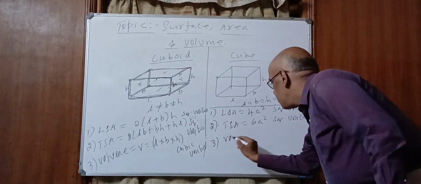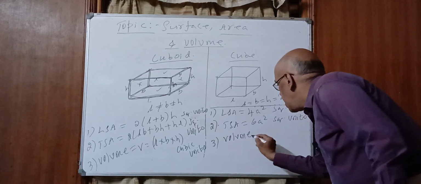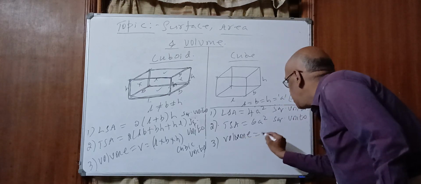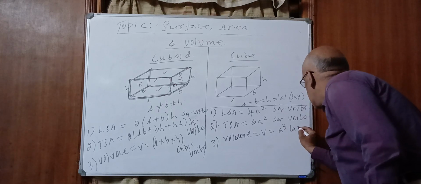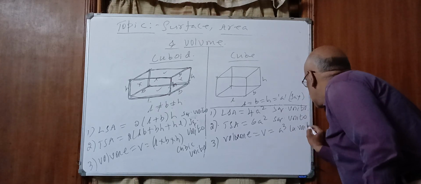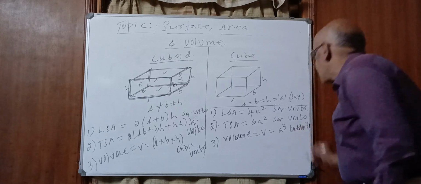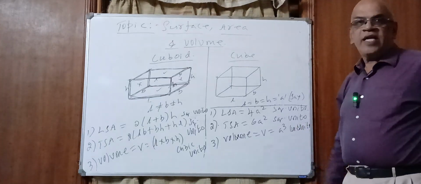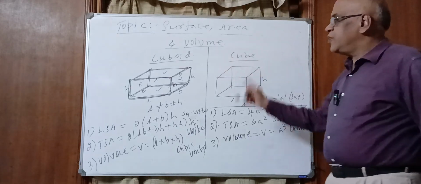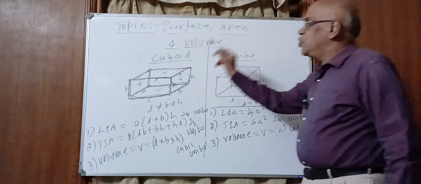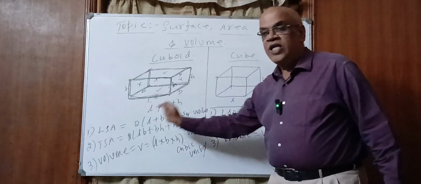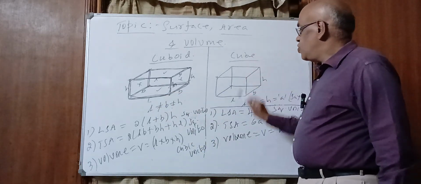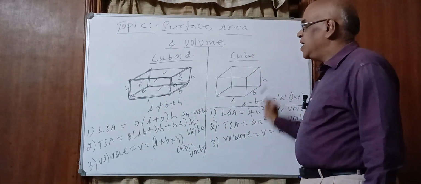What is the volume? V is equal to what? A cube, cubic units. I have written CU for cubic units. Finish, children. Cuboid and cube. Once again I will tell you, cuboid is a 3D figure where L, B, H are unequal. The same thing, cube is where L, B, H are equal.